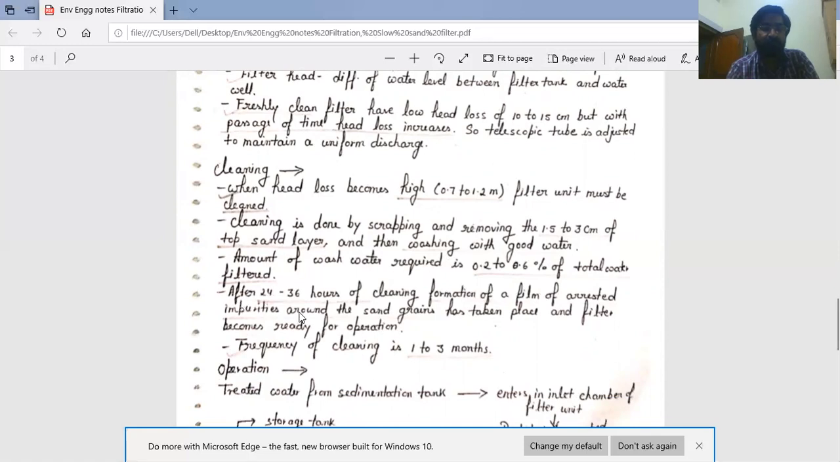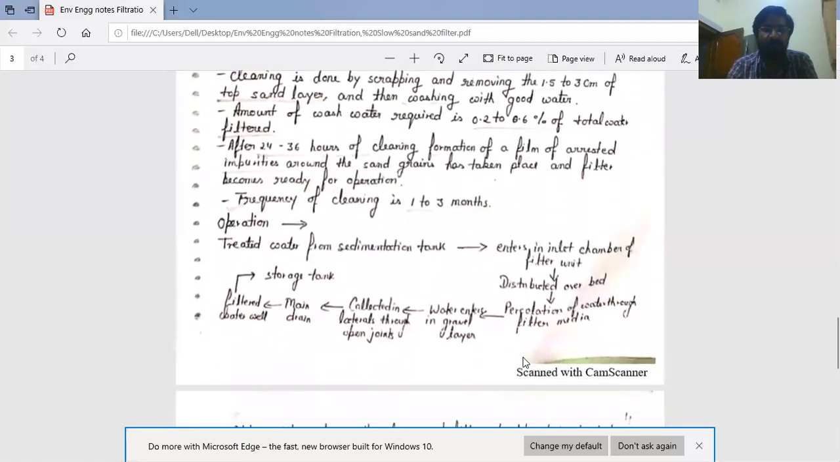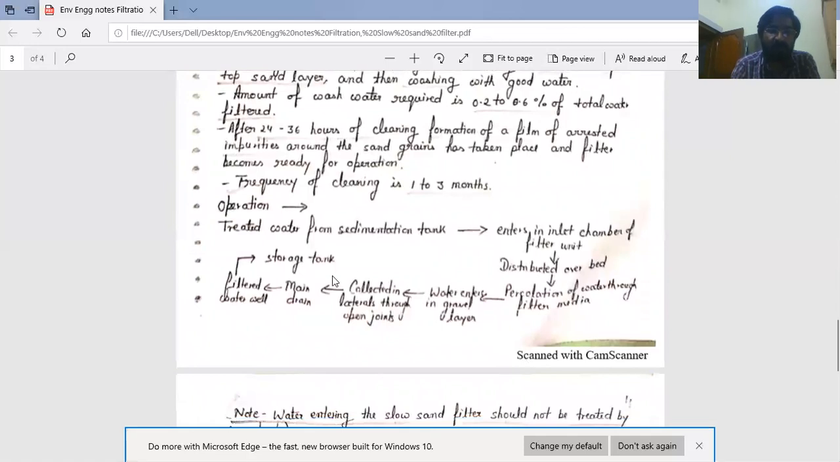After 24 to 36 hours of cleaning, a film of arrested impurities forms around the sand grains and the filter becomes ready for operation. Frequency of cleaning is 1 to 3 months, so cleaning is done once in 2 or 3 months.